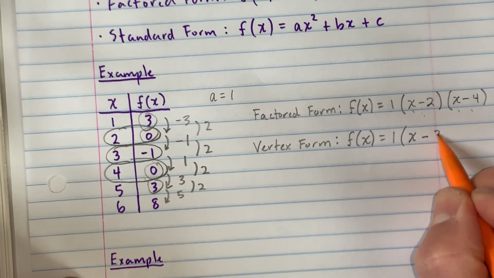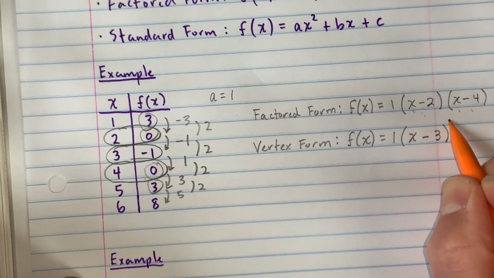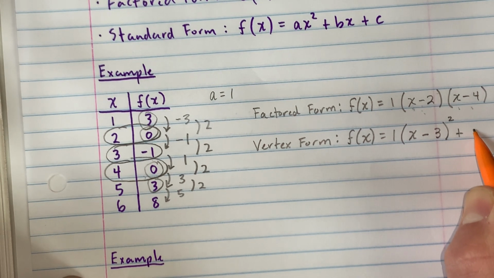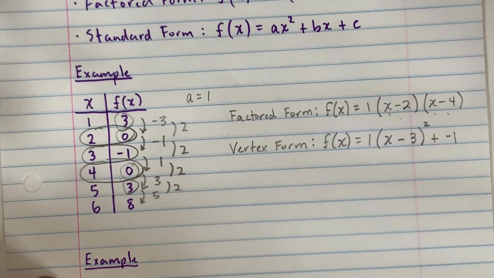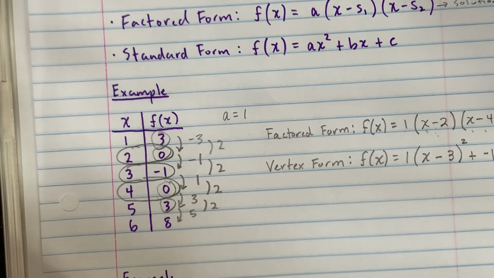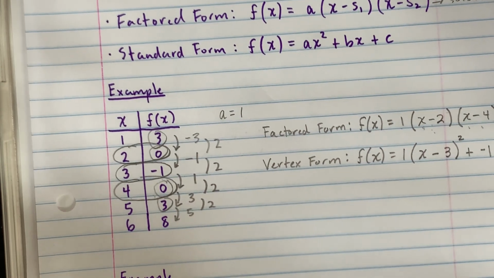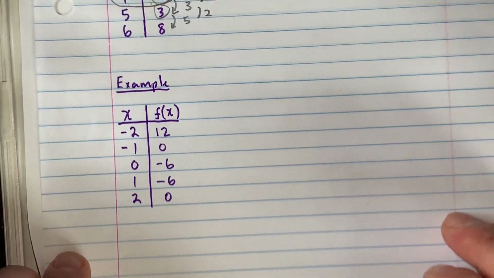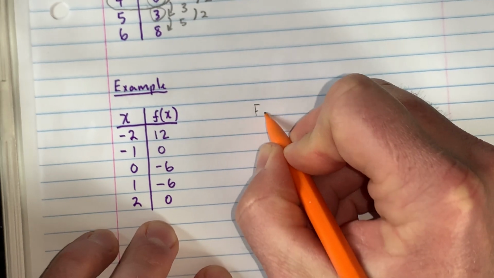So this would be 3. And then can't forget the squared there, and then plus a negative 1, or you could just write subtract 1. Either way would be fine. So with this table you could actually pick and choose which way you wanted to write. You could write vertex or factored form. These are actually equivalent to each other. All right, so why don't you guys go ahead and try an example. Why don't you try writing this in factored form.